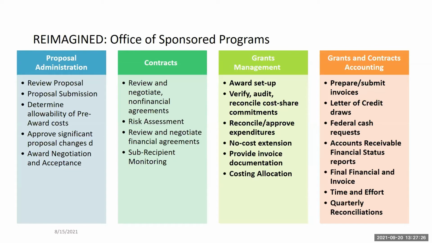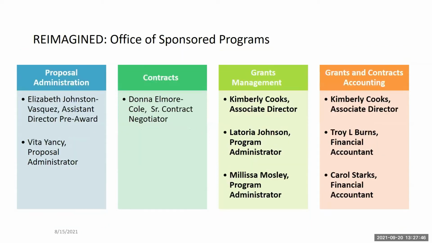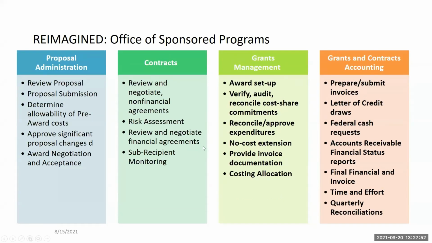Grants and contract accounting will have focused attention, where we have dedicated accountants who will be responsible for the invoicing and the letter of credit drawdown. They will also be the ones working with your time and effort. And one of the newer things that we're going to start providing this year is quarterly reconciliation, beginning next month on October the 15th. Okay, Karen.